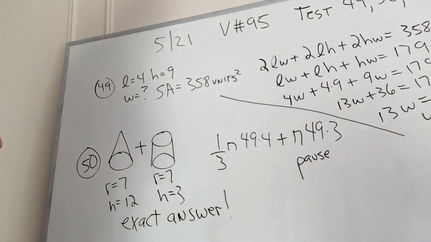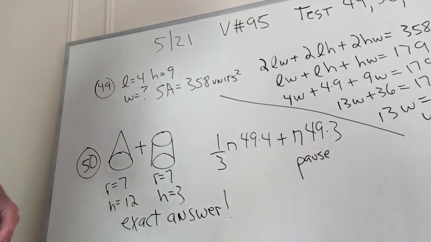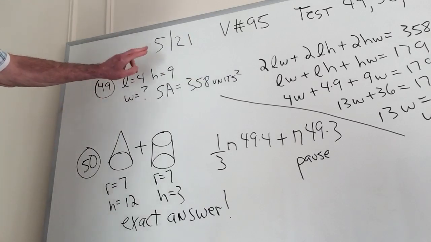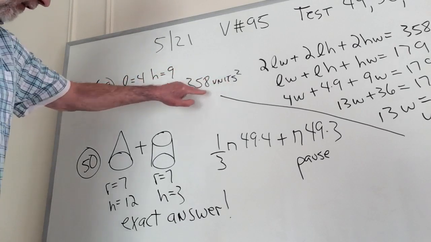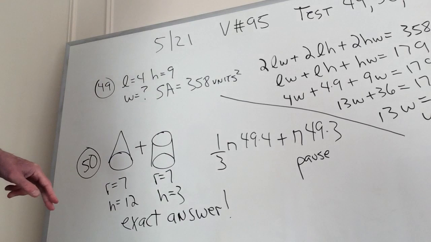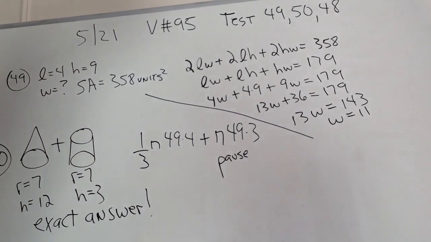Okay, so we're going to do number 49 now, and because it's a tedious problem and we've done it many times before, writing out the data, you should have the question in front of you if you're looking at it. The length is 4, the height is 9. We're talking about the surface area. There it is, giving it away. Units squared. So I'm going to move the camera over here, and you can clearly see what I did.